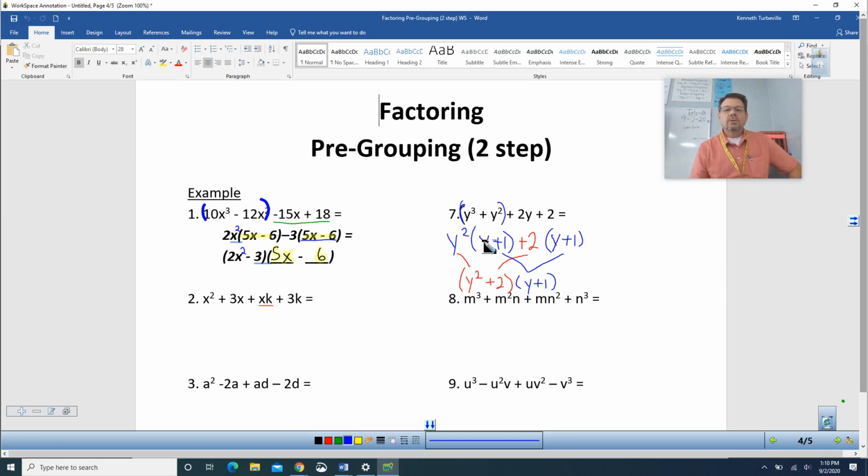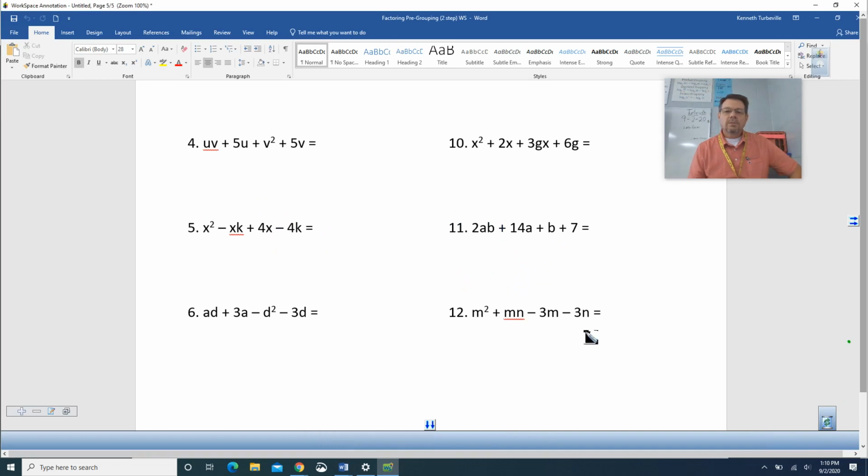Okay, and so that is our 2 steps, getting us one more step we can add, and we'll be ready to do factor by grouping from scratch. So work through this worksheet, practicing these 2 steps of our pre-grouping exercises. Okay, let me double check, make sure there's nothing else I want to mention to you.